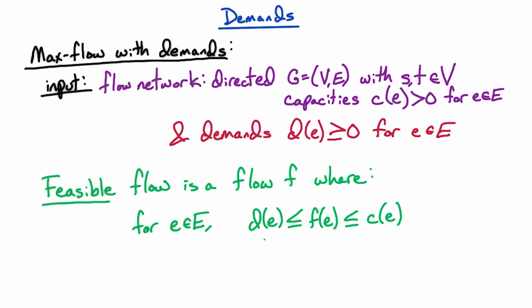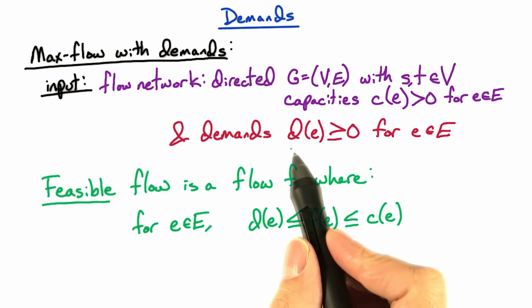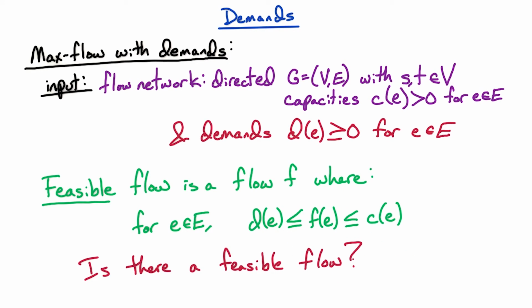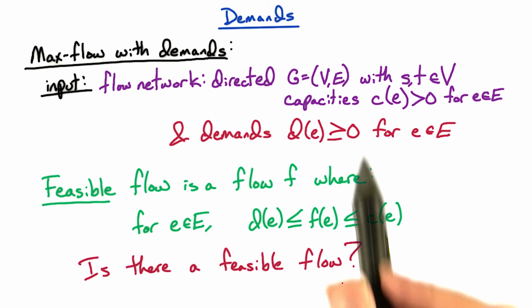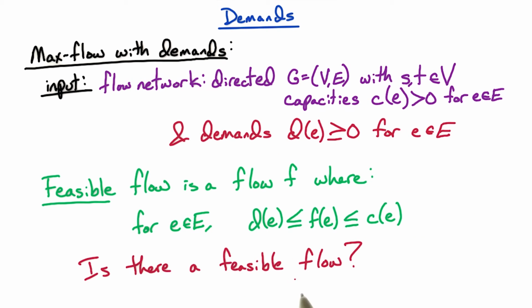Now if we can find a feasible flow, of course we want a feasible flow of maximum size. But the first problem is whether we can even find a feasible flow. Is there a way to satisfy all of the demands? That's the first question we're going to address. Can we figure out whether there is a feasible flow for this input? Once we find a feasible flow, then it'll be straightforward to augment it into a maximum size feasible flow.